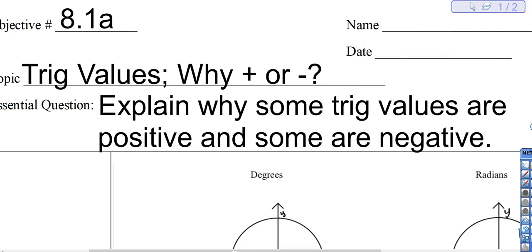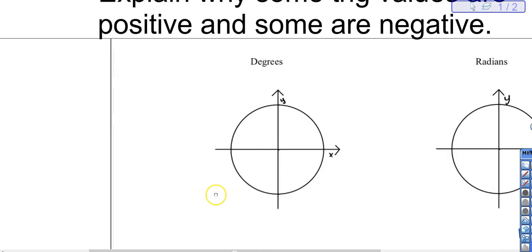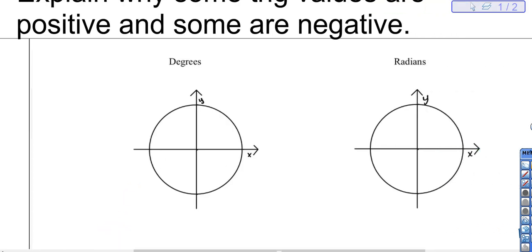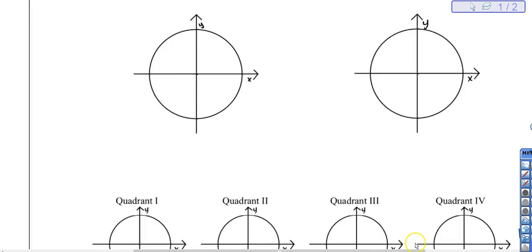Okay, so for part 2 of our lesson on trig values, why are they positive or negative? And your job is to explain why some trig values are positive and why some are negative. Yesterday, we reminded ourselves what the degrees on a coordinate plane look like and what radians look like.